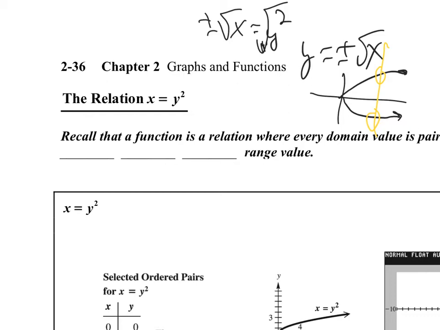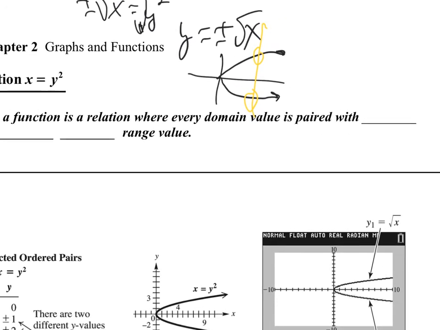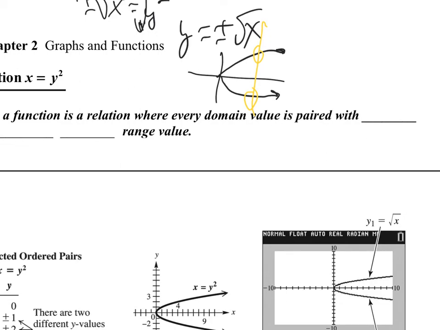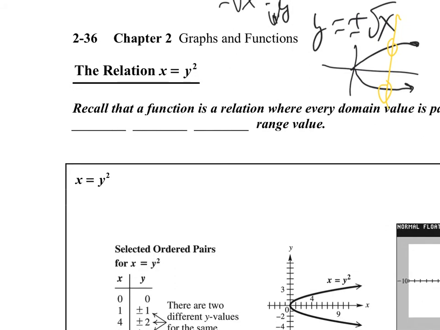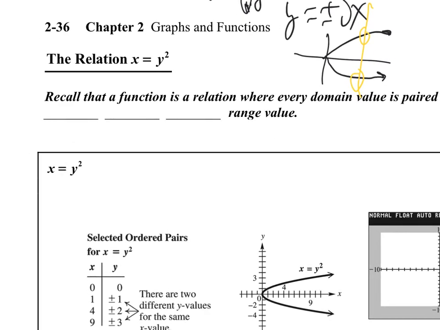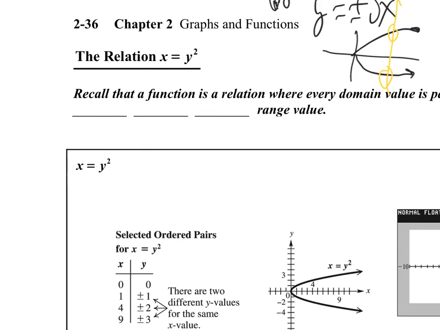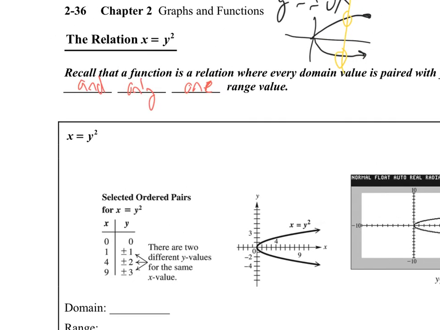So recall that a function is a relation where every domain value is paired with 1 and only 1 range value. I think that'll work. 1 and only 1. Every x only has one y. That's what that means. So this is not a function.